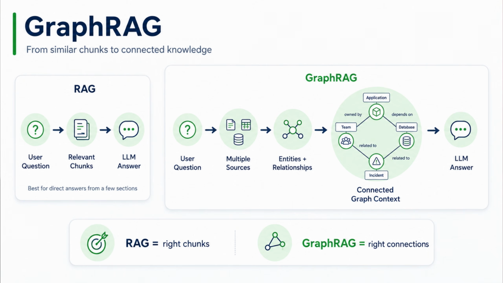So GraphRAG combines retrieval with graph-based knowledge representation. In simple words, it does not only look for similar chunks, it also tries to understand the entities and the relationships. An entity can be an application, a database, or a team, and a relationship can show that an application depends on a database, a team owns a system, or an incident is connected to a workload. So instead of only asking which text is similar to this question, GraphRAG also helps answer how these things are connected.